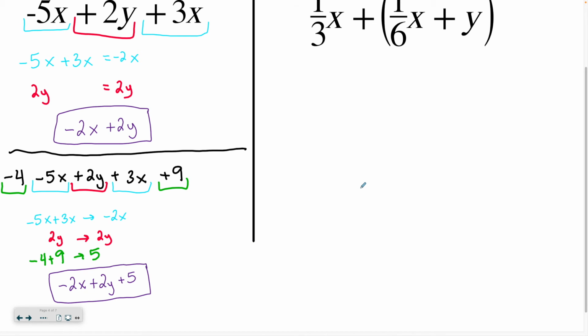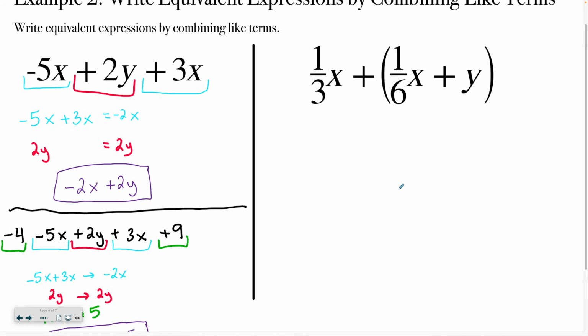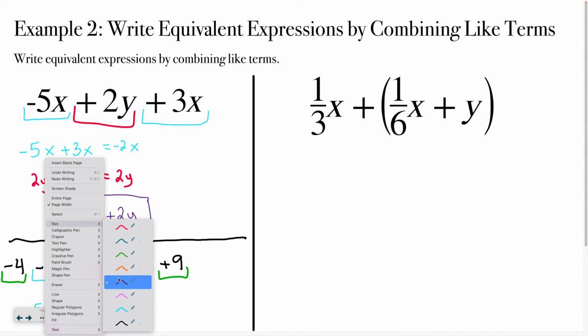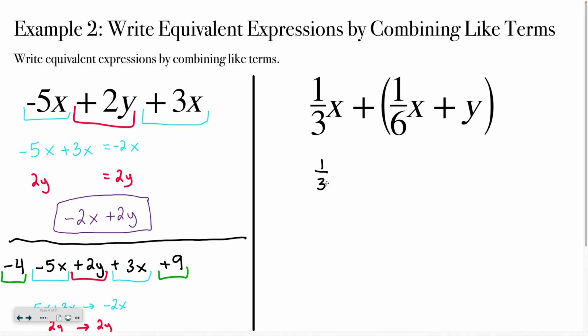Okay, let's look at another problem like this, but this time involving fractions. If you have questions about that, please, please, please ask for some help. I am happy to help you. But let's look at this. We have 1/3 x plus the quantity of 1/6 x plus y. Now, that 1/3 x, that's outside of the parentheses, that matches with that 1/6 x, right?